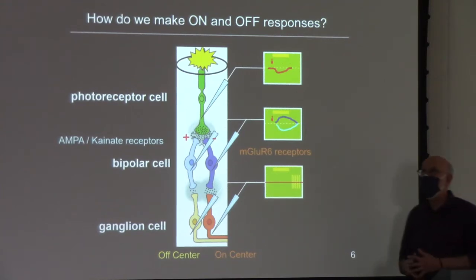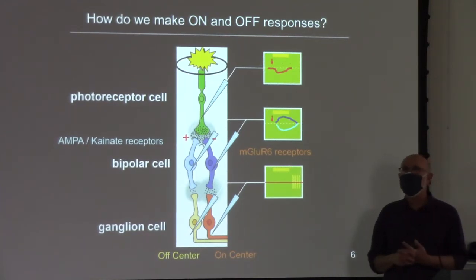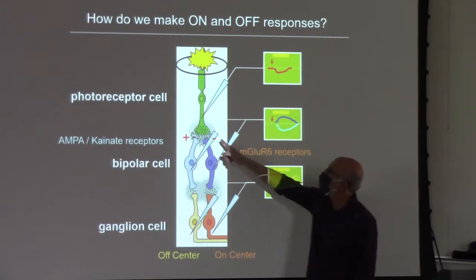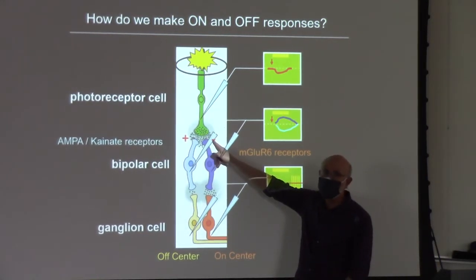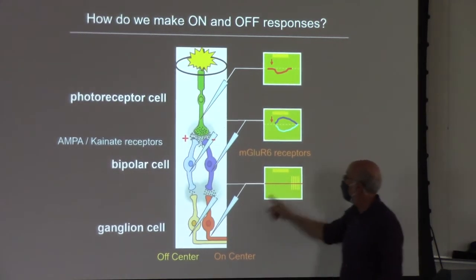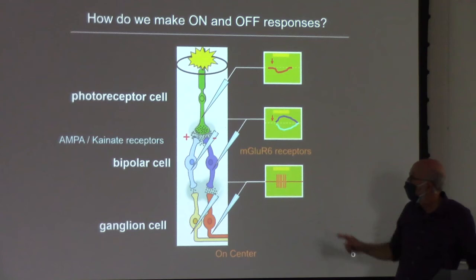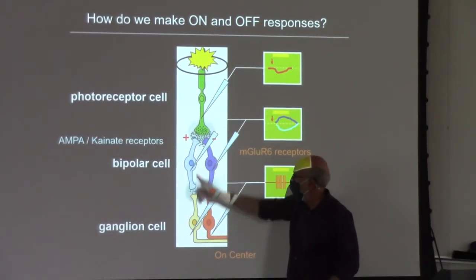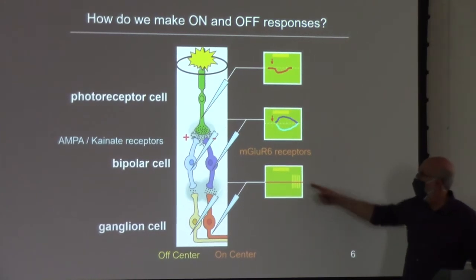So my recommendation is walk through the story as many times as it takes to get it. What you'll notice is that expressing the inhibitory receptor here, so inhibition of inhibition, is the thing that leads to on-center. And inhibition of excitation is what leads to off-center.